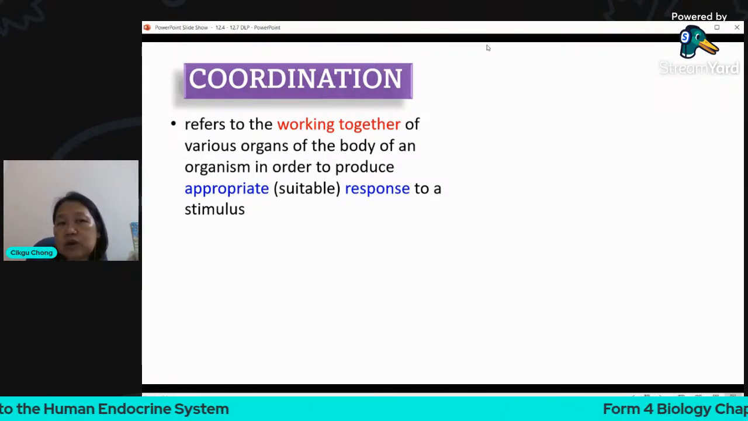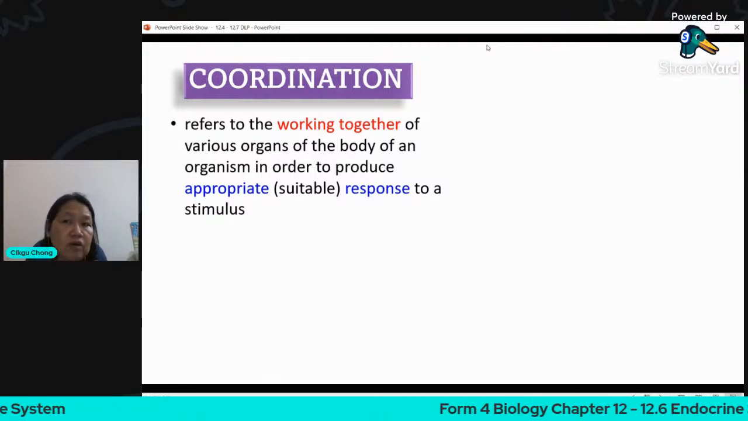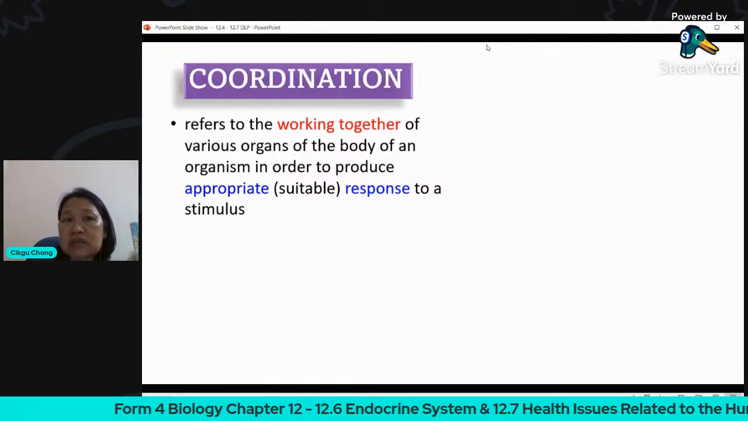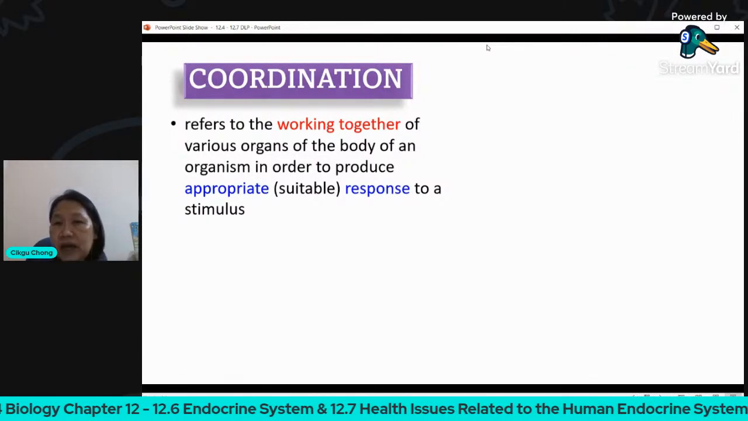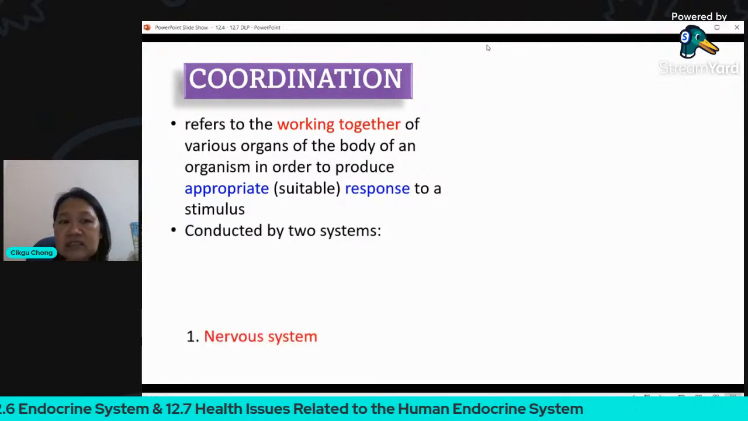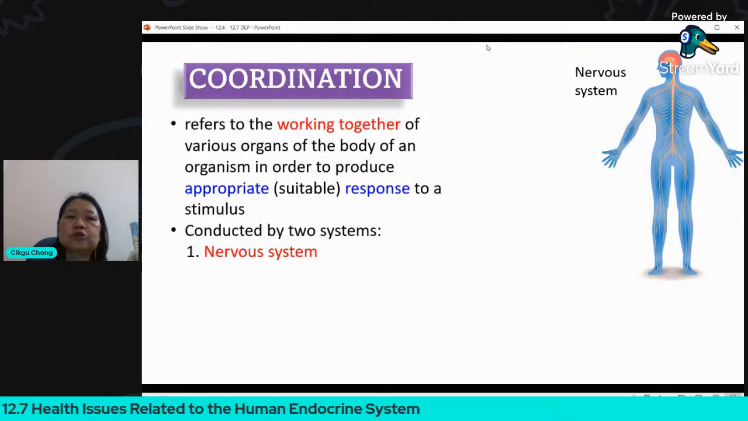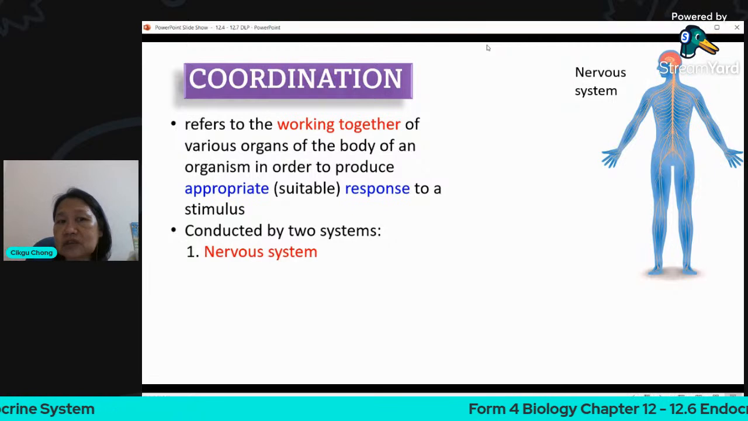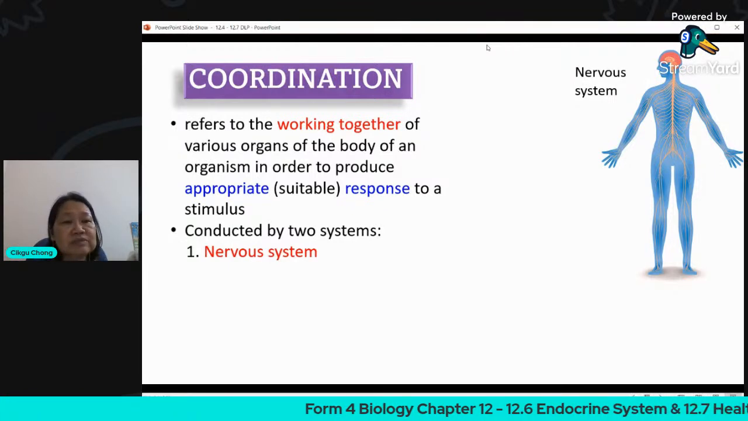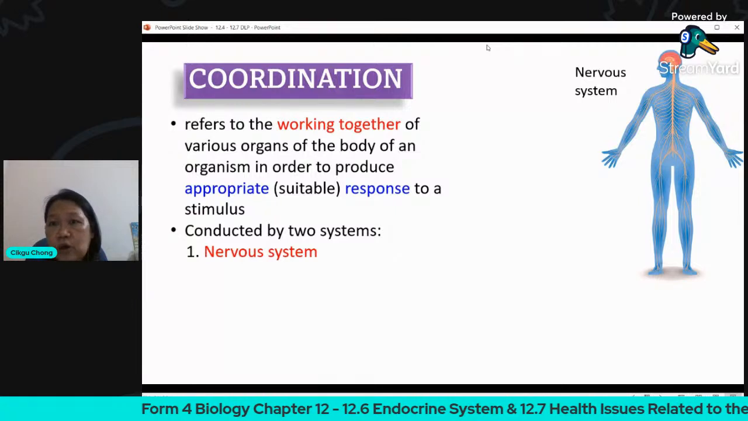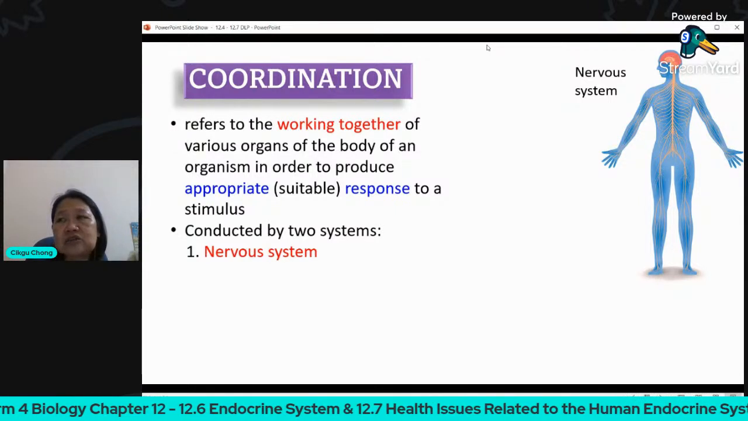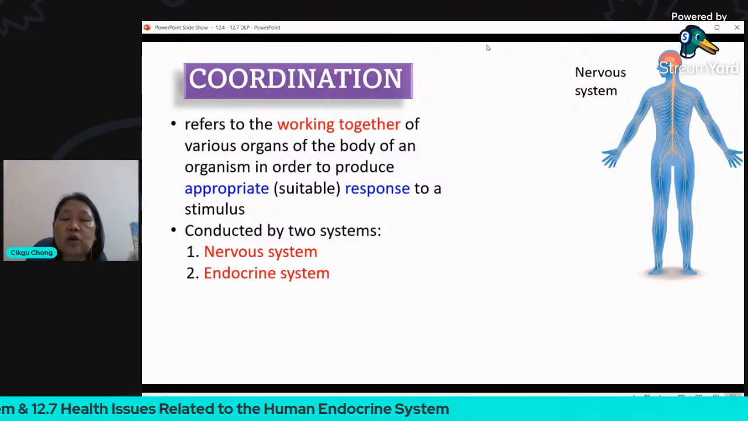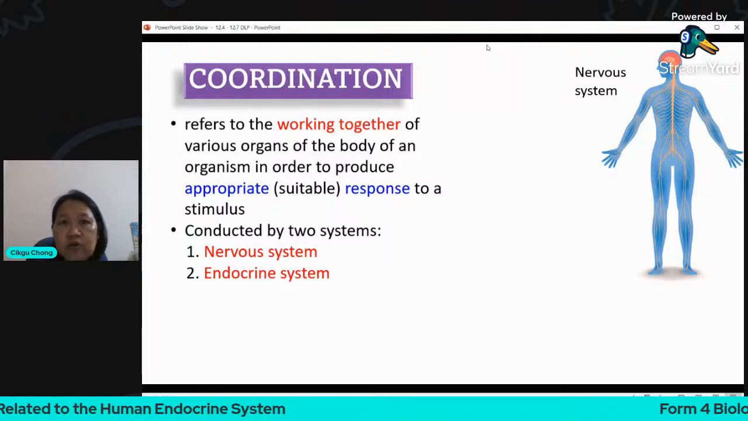In this chapter, we started with stimulus and response, and then we introduced the nervous system, correct? Now this is another component of coordination. Your nervous system and the endocrine system help to coordinate how your body functions, so that you can produce a suitable response. So coordination is conducted by two systems. We have already gone through the nervous system in the past 2 lessons, and now we're going to go to another coordination system, the endocrine system.